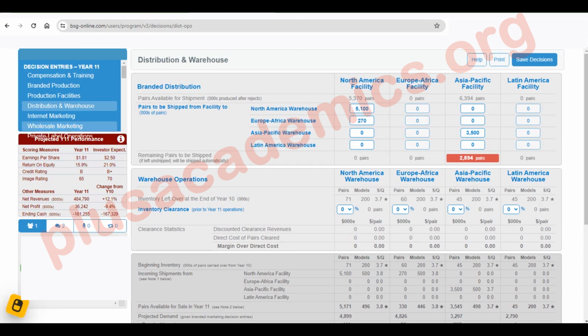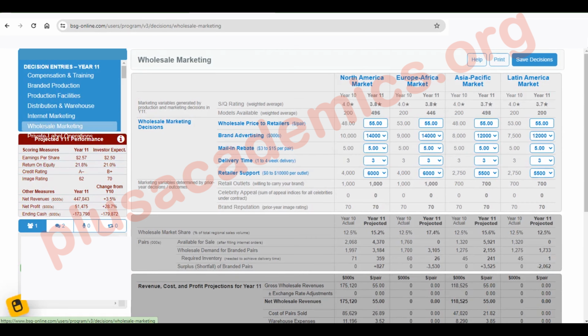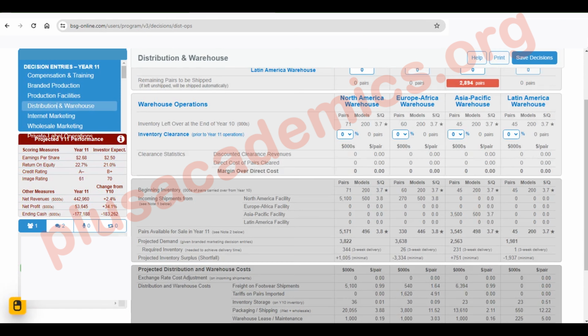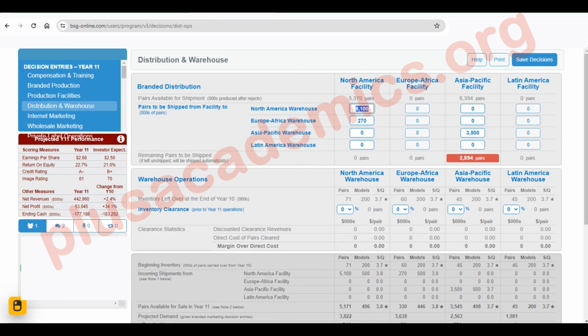So based on what we have currently, the likelihood of us meeting demand is very low. And that's the reason why we went back to wholesale marketing and changed the price to 57 in our region. This is because we are not meeting the demand that we are having, and that's the reason why we are increasing the price. When you increase the price, the demand is going to reduce a little bit due to the law of demand and supply.